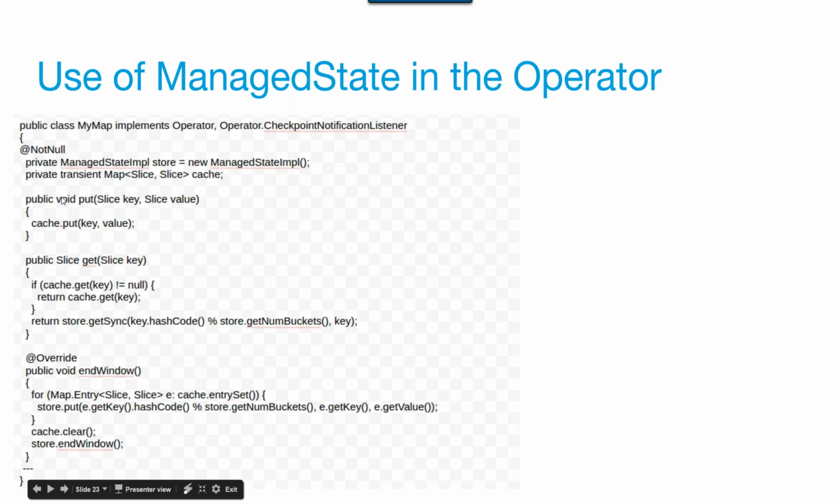For this, the put will first insert into the cache. The constraint of this managed state is that once all the fetching is done, only then do you have to insert into the state. That's why for inserting, first we put into the cache. And for fetching the key, first we search this in-memory cache. If the key is not present in this cache, then it looks into the store.